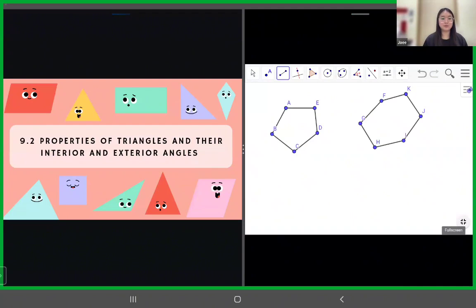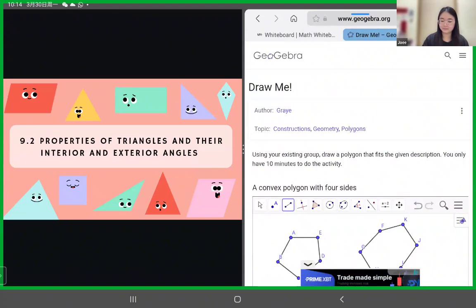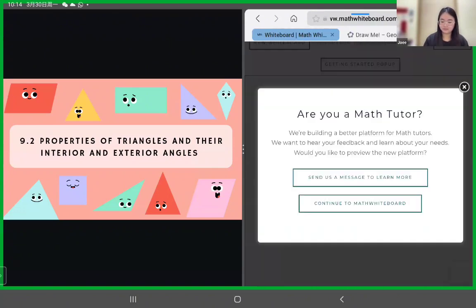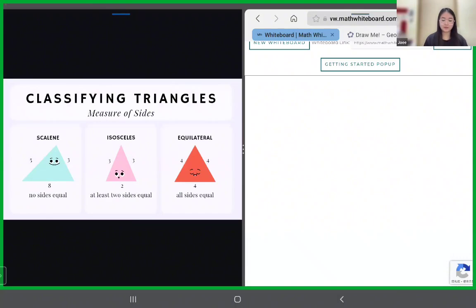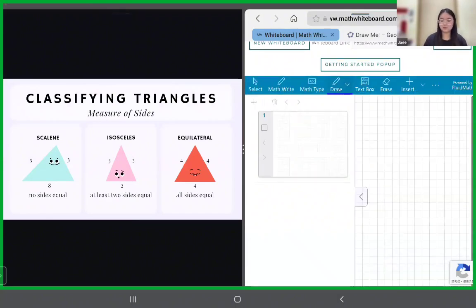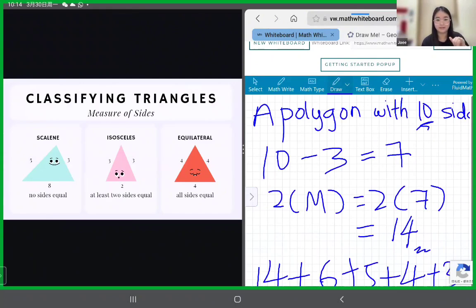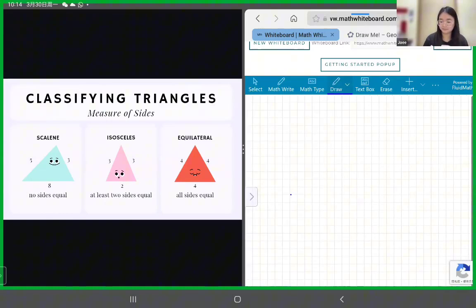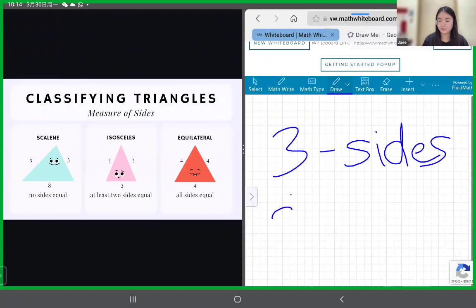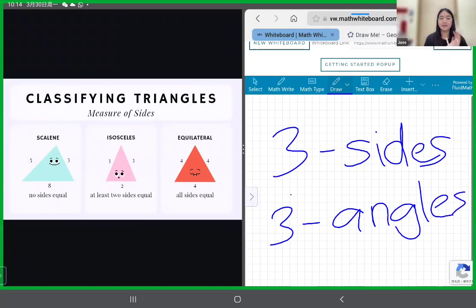Okay, so next we will go through 9.2, which is properties of triangles and their interior and exterior angles. For triangles, the thing you need to know is they have 6 different types. 3 of the triangles are classified by side, and 3 are classified by angles. So now we see the 3 triangles classified by side first.